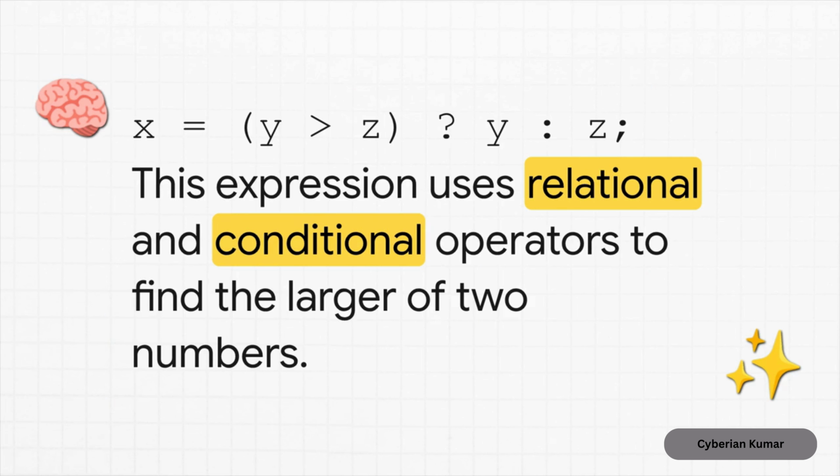This uses a special little shortcut called a conditional or ternary operator. Here's how it reads. First, the computer asks the question in the parentheses: is y greater than z? If the answer is true, it uses the value after the question mark, which is y. If the answer is false, it uses the value after the colon, which is z. And finally, whatever value gets chosen is assigned to x. It's a super compact way to make a decision.